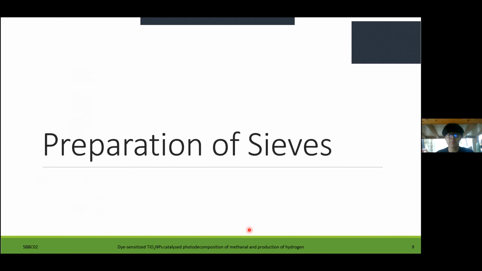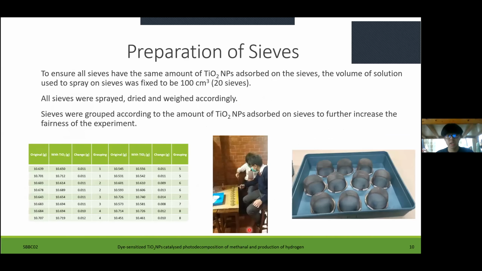Now move on to the preparation of sieves. To standardize the preparation, the volume of solution is fixed as 100 cm3. We weigh the sieves before and after the preparation to calculate the change of mass, which is the amount of dyes sprayed onto the sieves. As you can see in this table, since the masses of dyes are different on each sieve, we group them to attain equal masses for each group to ensure fairness.